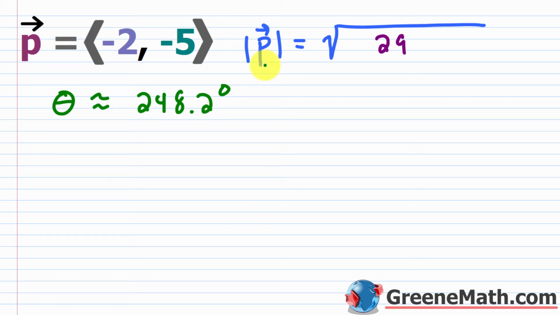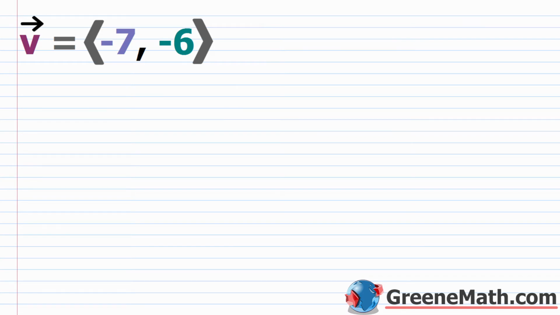Okay, so we found that the magnitude of our vector P is the square root of 29, and the direction angle is approximately 248.2 degrees. All right, let's look at another easy one, and then I'll show you something that's a little bit harder.